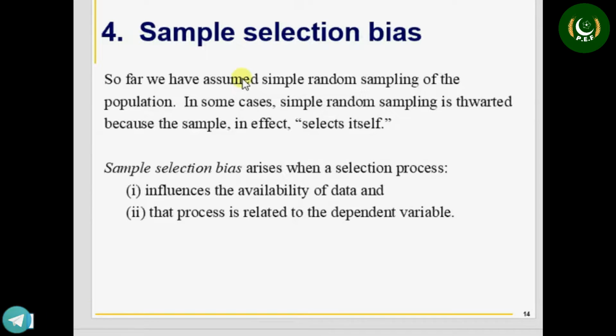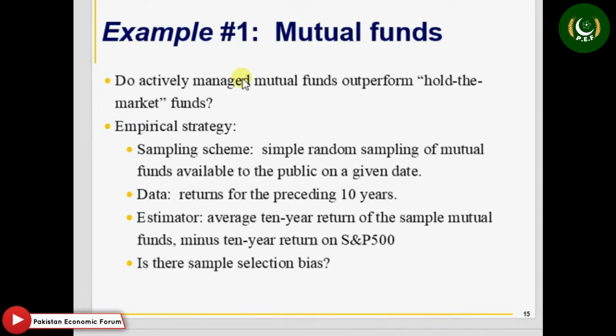Sample selection bias, that's where I'm going to focus more. On the next point, sample selection bias is when you have a sample that is not representative. We are going to take two examples: one is mutual funds, the other is the earnings function. For example, we pick mutual funds which are managed by fund managers, and we have data for 10 years, only those which survived for the last 10 years.